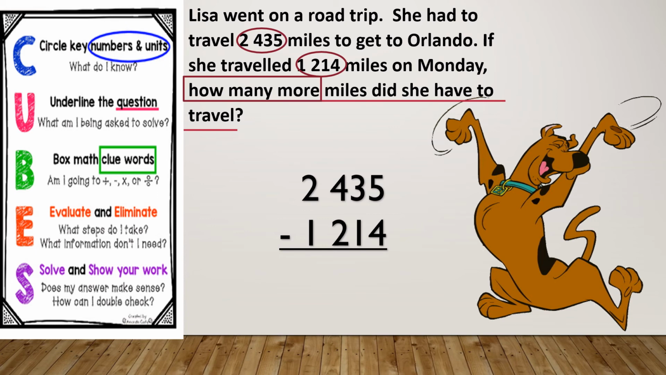2,435 take away 1,214. So we begin subtraction in the ones column. 5 take away 4 gives us 1. Then we move to the tens column. 3 take away 1 gives us 2. Then we will move to the hundreds column. 4 take away 2 gives us 2. And finally, we'll move to our thousands column. 2 take away 1 gives us 1. And so we have a difference of 1,221 miles. Way to go, boys and girls. Go to the head of the class.